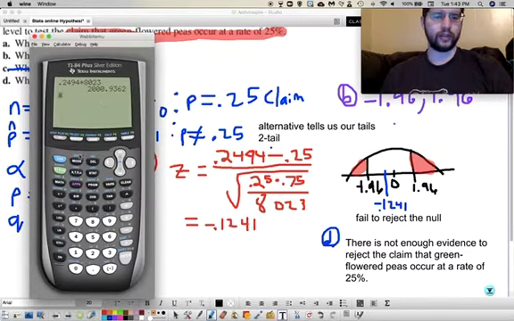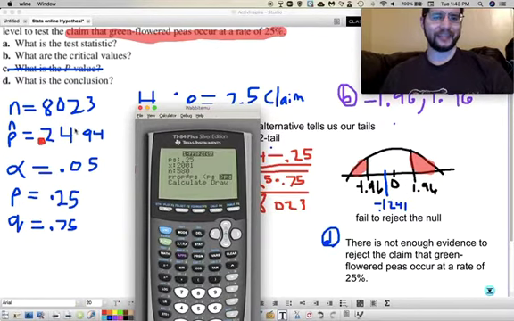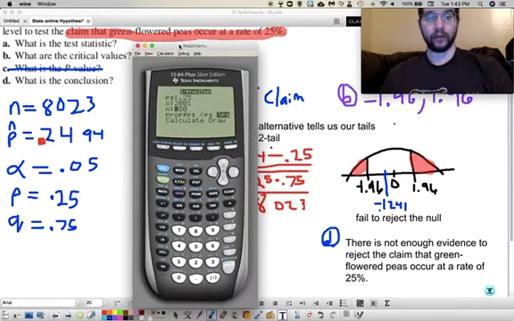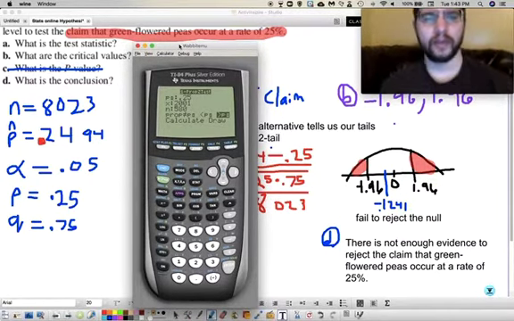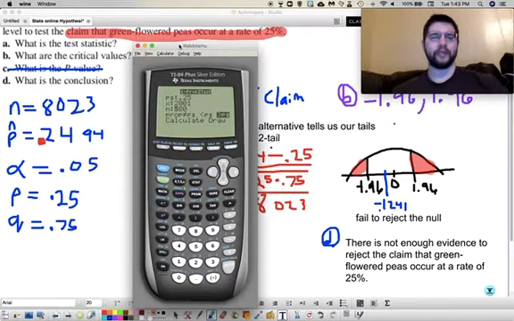2001 out of 8,023. And then stats, one prop Z test, that's number 5. P was 0.25. X, that's our 2001. That's the number we just got. We did our percentage times N, and we had to round it. We had to round to a whole number for these because it is binomial. So it doesn't make any sense to have 8/10 of a pea plant.